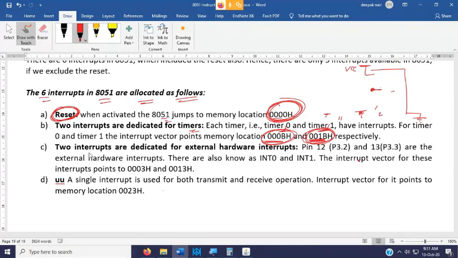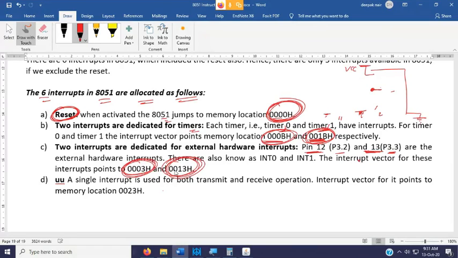Similarly, two externally dedicated hardware interrupts are there with pin number 12 and pin number 13, which are port 3.2 and 3.3. We have discussed that port 3 has some important features like interrupts also. There are two interrupts which are available directly externally for the users. You can connect a switch or any alarm or any sensors. So pin number 12 and pin number 13 are externally available hardware interrupts connected to port 3.2 and 3.3, and their vector locations are 0003h and 0013h. These are the vector locations for external hardware interrupts.